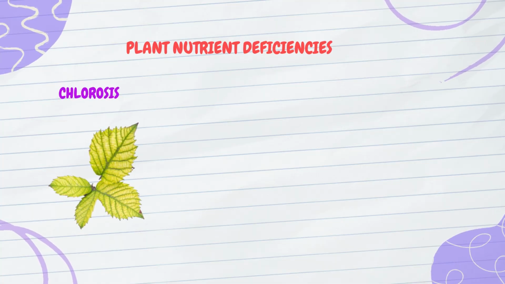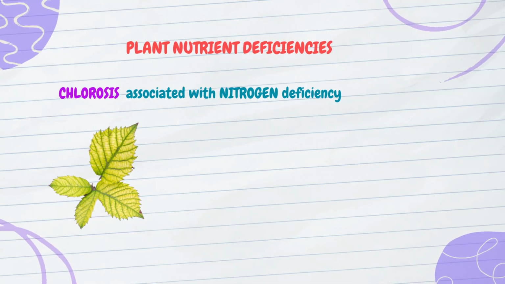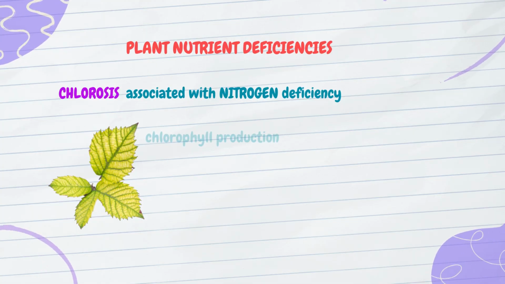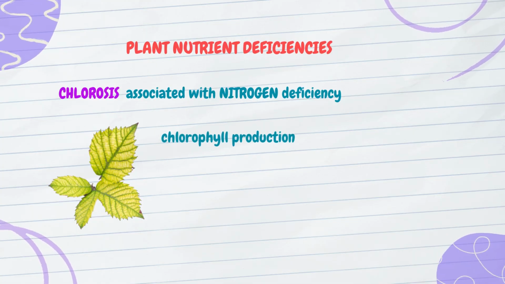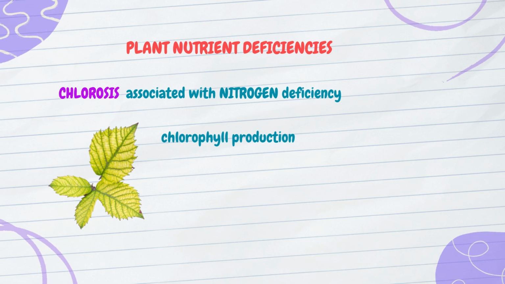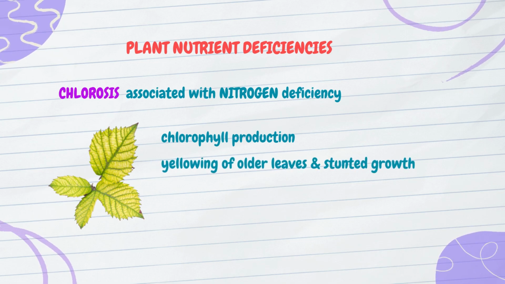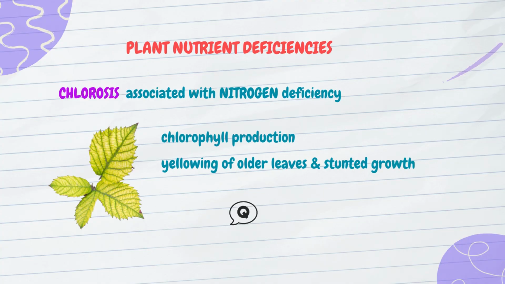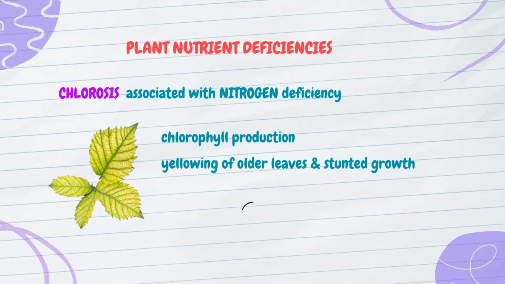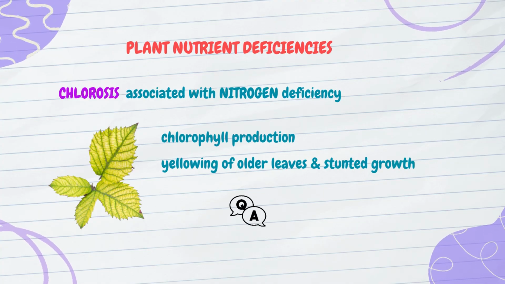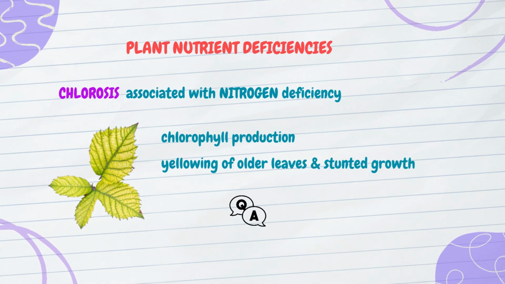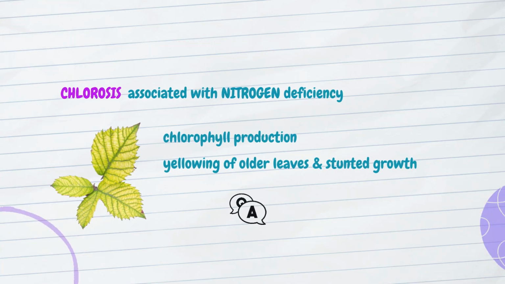Chlorosis. Chlorosis is associated with nitrogen deficiency. Nitrogen is essential for chlorophyll production. Its deficiency causes chlorosis, where leaves lose their green color. Symptoms include yellowing of older leaves and stunted growth. A quick challenge. Look at your plants right now. Do you see any yellowing on the older leaves? If yes, your plant might be sending an SOS for nitrogen.